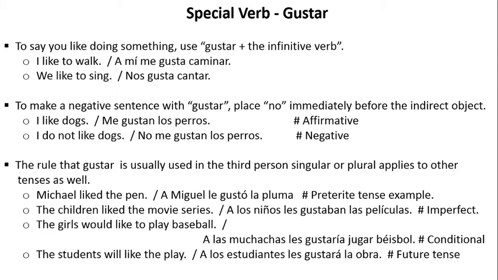Now, the rule that gustar is usually used in a third person singular or plural applies to other tenses as well. For example, Michael liked the pen. A Miguel le gustó la pluma. Here the sentence is in the preterite tense. The children liked the movie series. A los niños les gustaban las películas. The imperfect tense. The girls would like to play baseball. A las muchachas les gustaría jugar béisbol. Conditional tense. The students will like to play. A los estudiantes les gustará la obra. Future tense.